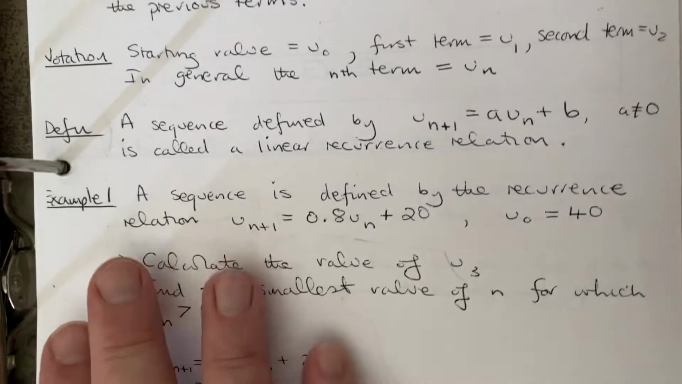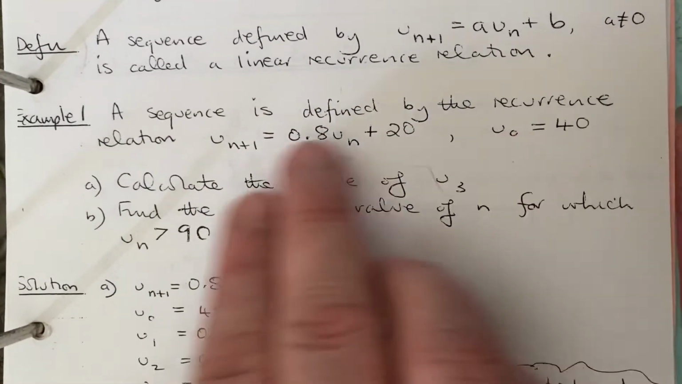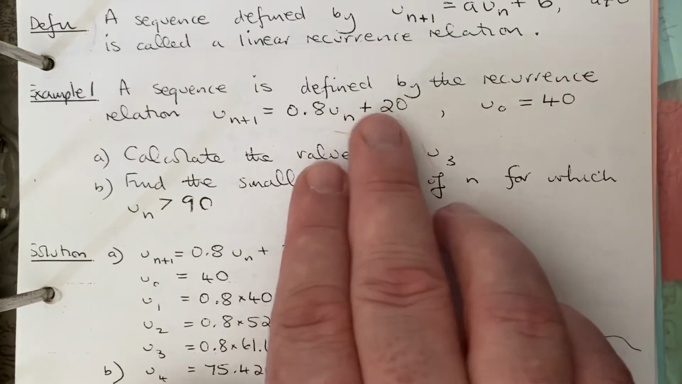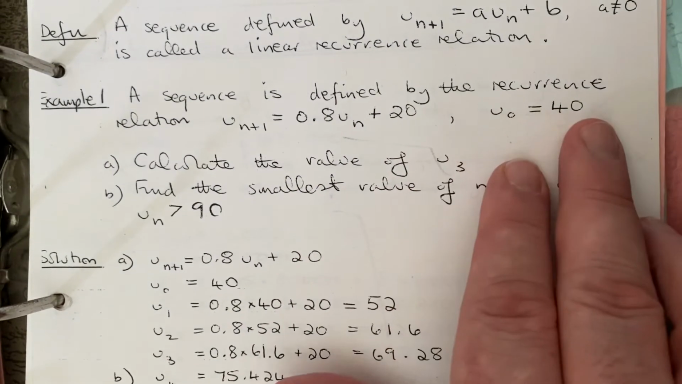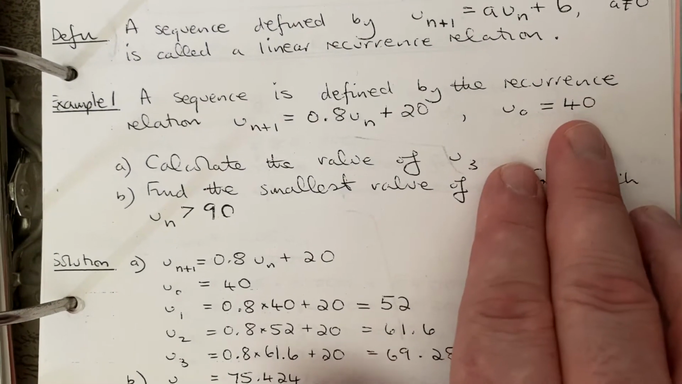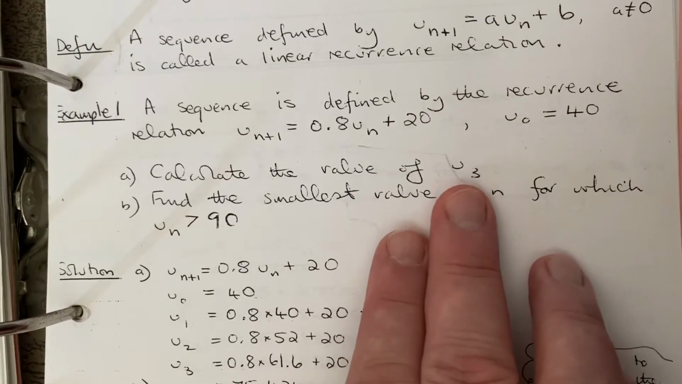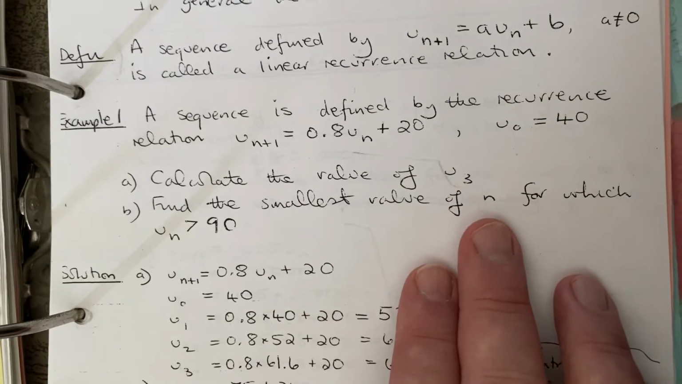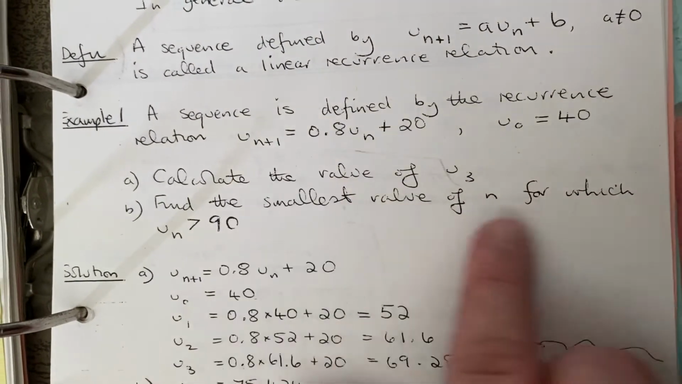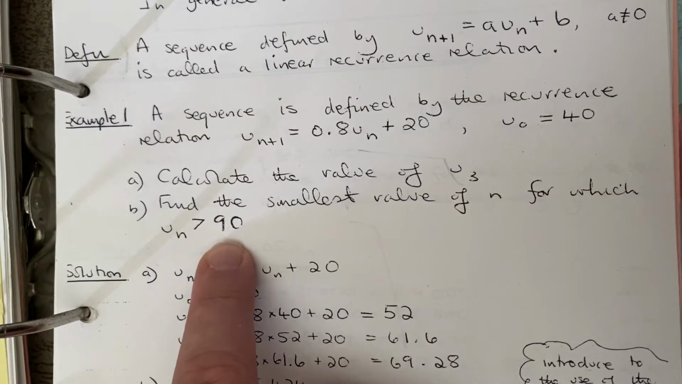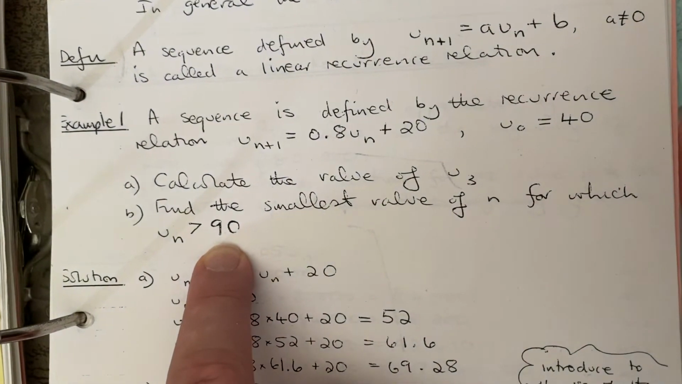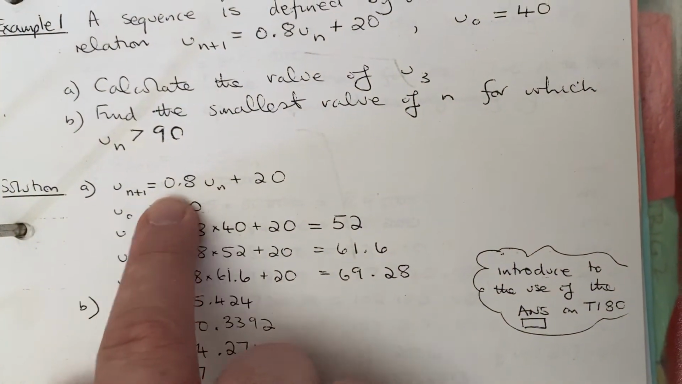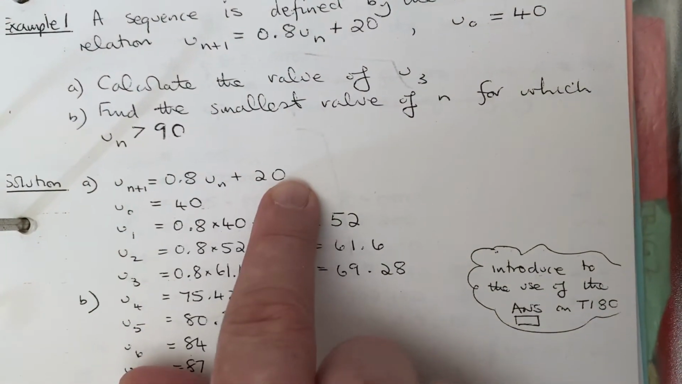So looking at our first example, the sequence is defined by the recurrence relation un+1 = 0.8un + 20, with u0 being 40. So our initial term is 40. So we want to calculate the value of u3, and we want to find the smallest value of n for which un is greater than 90, basically when it goes over 90.